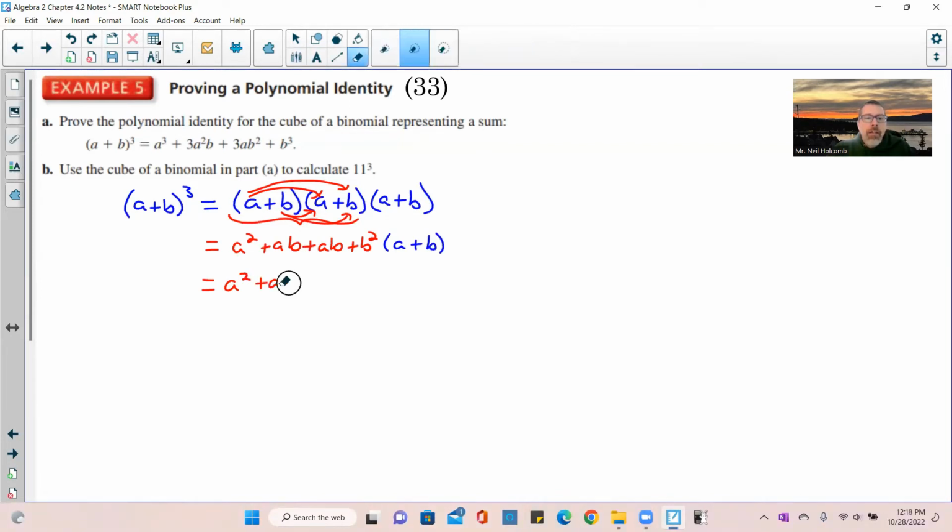And right here, I'm going to combine. These are like terms. 2ab plus b squared. So that's this simplified, and I'm going to multiply it by a. So I'm going to do this, and it's all positive, so I'm going to put a plus sign here. And then I'm going to repeat this, a squared plus 2ab plus b squared.